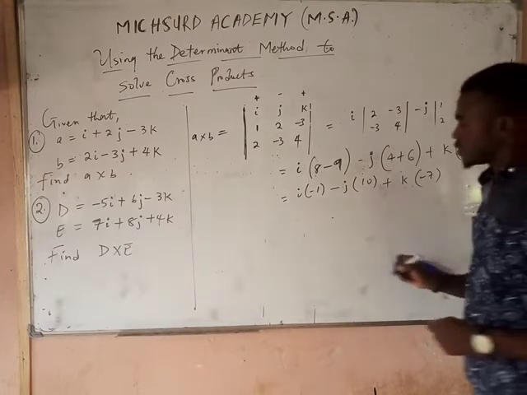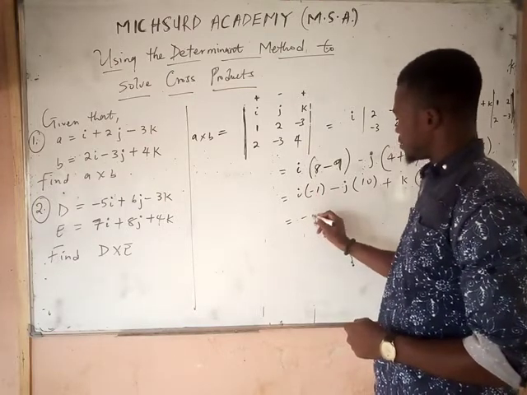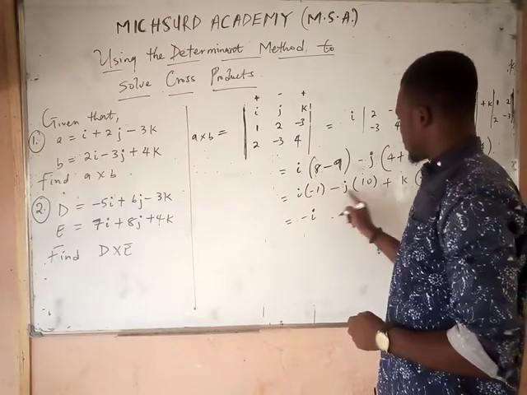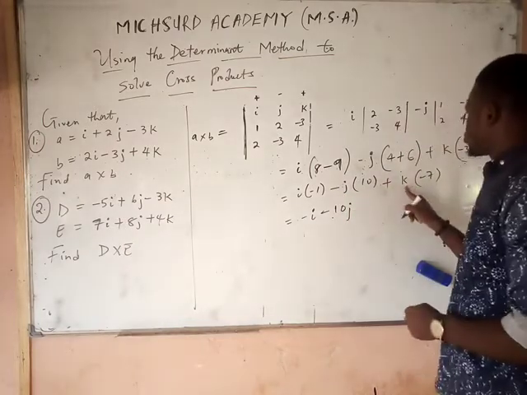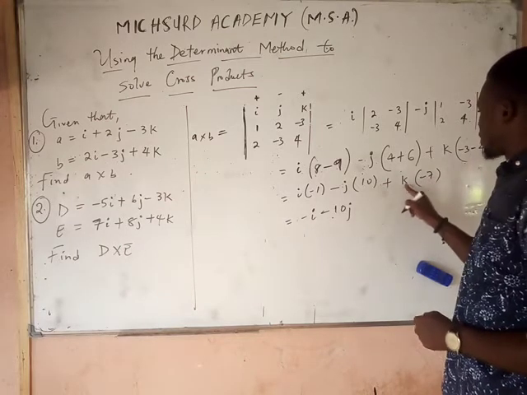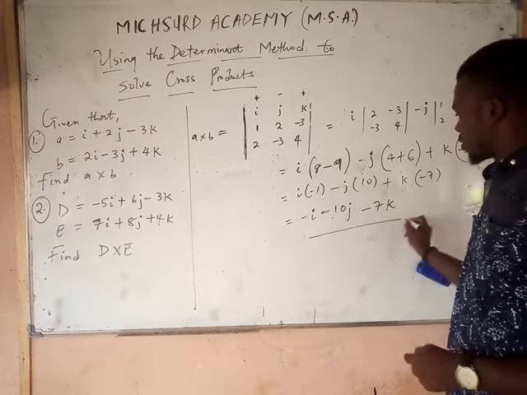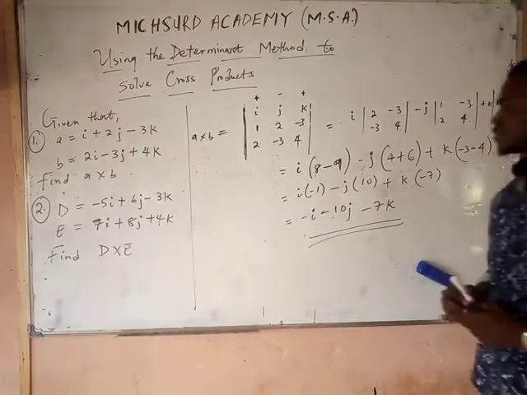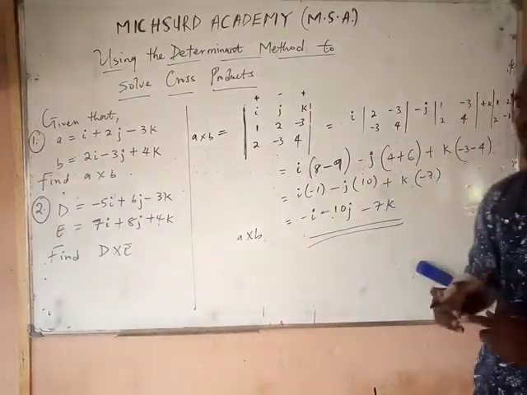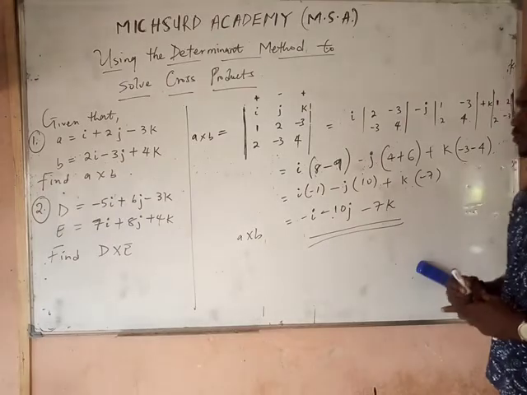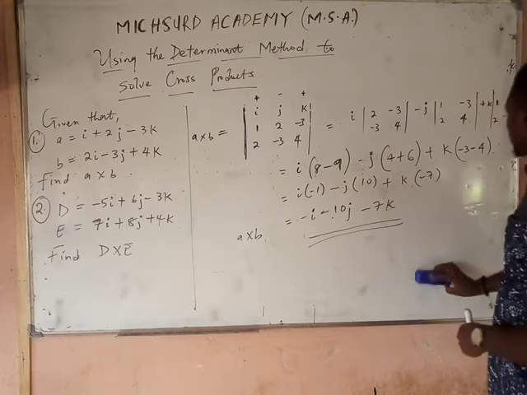7. So this will be equal to minus 1 times i is minus i, 10 times minus j is minus 10j, and we have minus 7 times k gives us minus 7k. So this becomes our answer. So that is our A cross B. So that is how we get a cross product using the determinant method. Okay, so we solve the next one there.